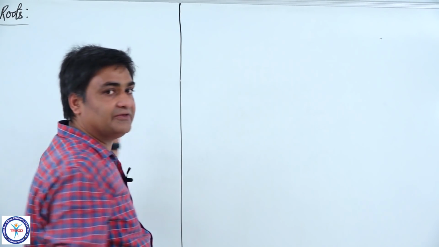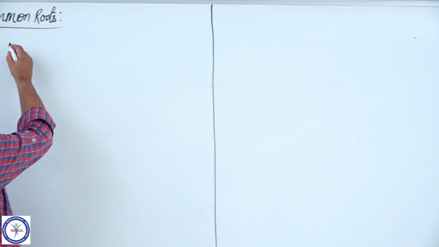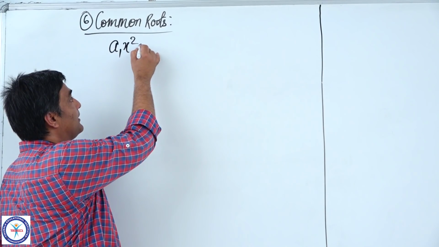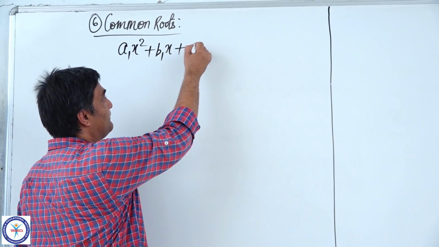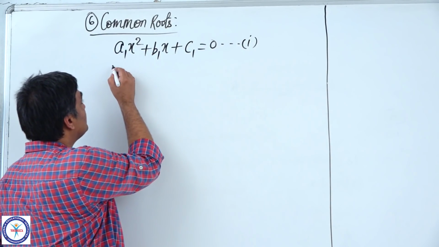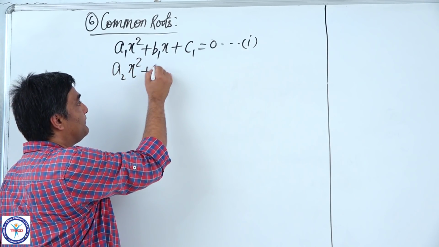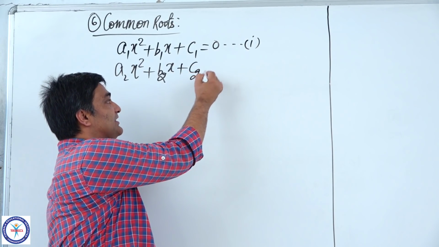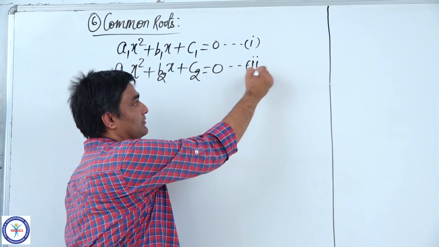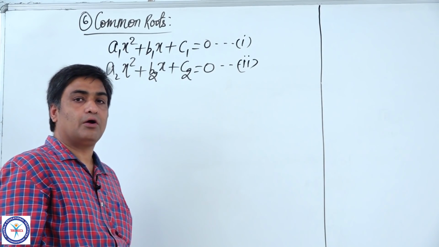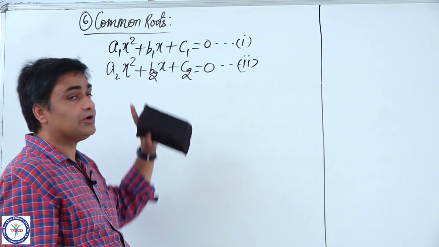Let's study for a general type of quadratic equation. Consider two quadratic equations, namely a1x square plus b1x plus c1 equal to 0. This is first. a2x square plus b2x plus c2 equal to 0. Say this is second quadratic equation. How to find the condition for common root, conditions on the coefficients?